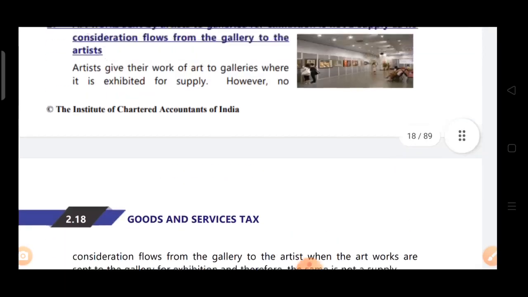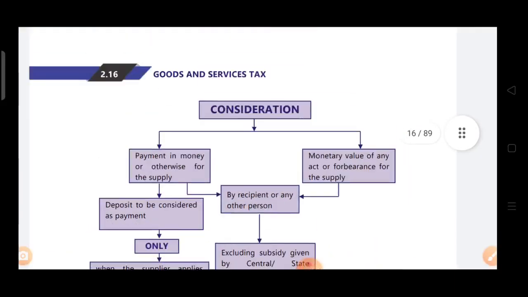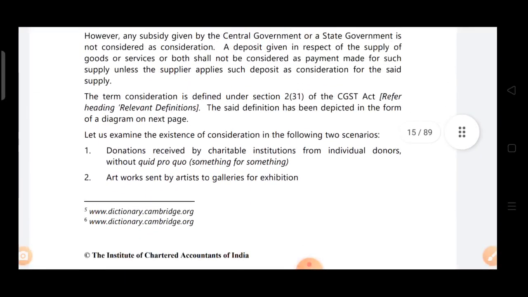The two scenarios which we discussed: First one was donation received by a charitable institution, so there is no GST liability as there is no supply. And the second scenario, artwork sent by artists to galleries for exhibition. So there is no supply, so there is no GST liability. In both these scenarios, there is no GST liability, as there is no supply.